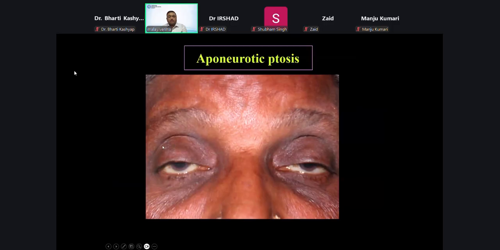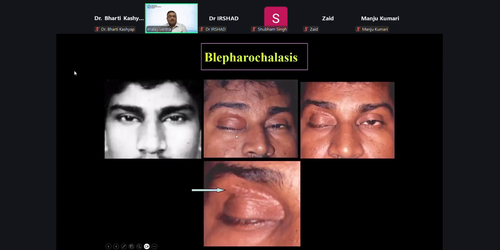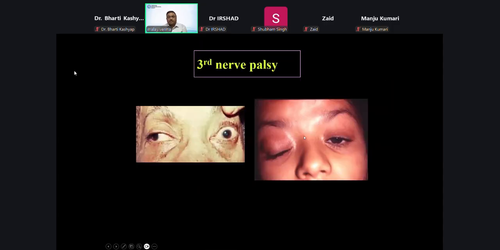And this is aponeurotic ptosis. You can see the lid crease is gone up here and the severe ptosis, but the LPS action is good. And this is called pretarsal thinning. And this is blepharochalasis. If you see this kind of lid edema develops, and because of recurrent lid edema, the skin becomes this type. This is called cigarette paper wrinkling, and the ptosis becomes severe.